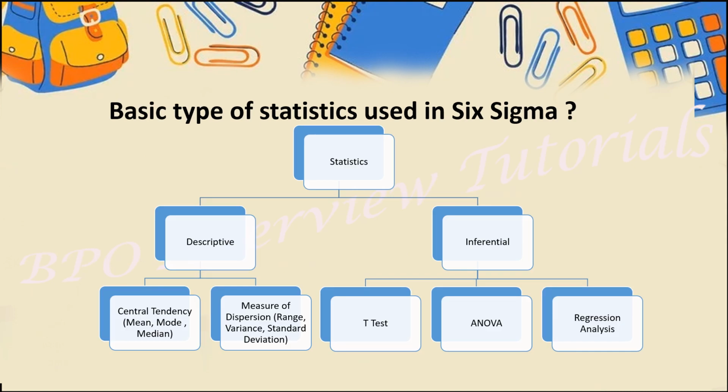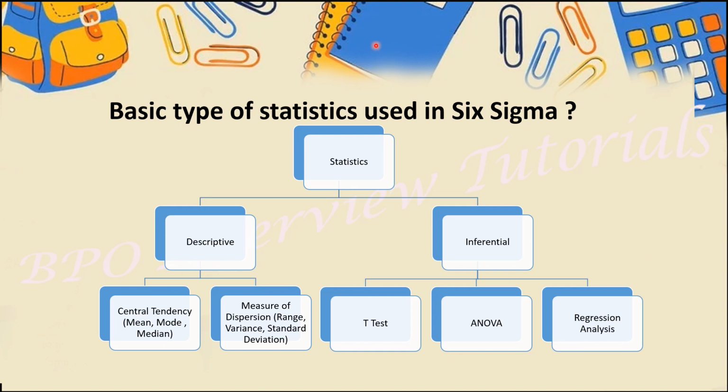Now we will check what type of statistics we will use in Six Sigma. Basically, there are two types: descriptive and inferential. Descriptive is again divided into two parts: central tendency and measure of dispersion. Inferential is another concept, guys, wherein we use a few tests, that is t-test, ANOVA, and regression analysis, that will be done here. But here we will start step by step.